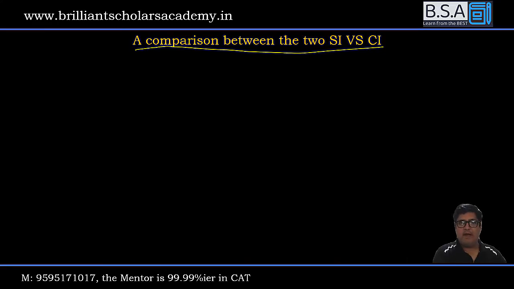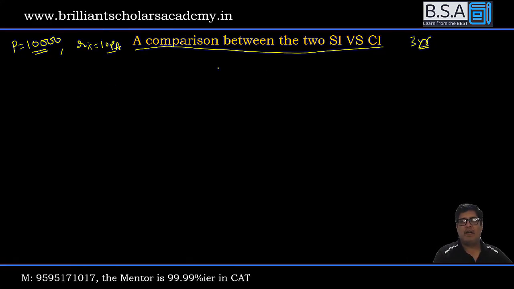I'm going to compare SI and CI for a principal of 10,000 rupees. I'm keeping numbers simple. Rate of interest being 10% per annum, PA. And right now I'm focusing on 3 years. I'm focusing only on 3 years. So what I'm interested in is how do these two work?